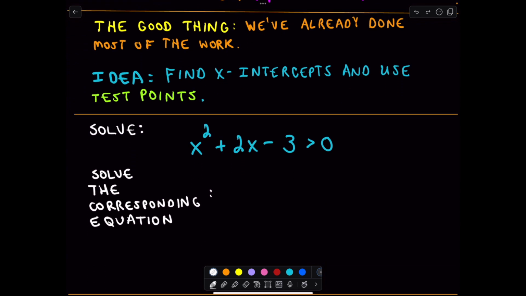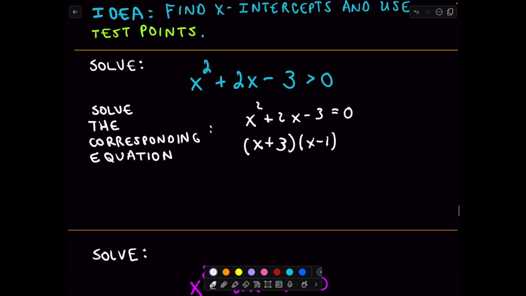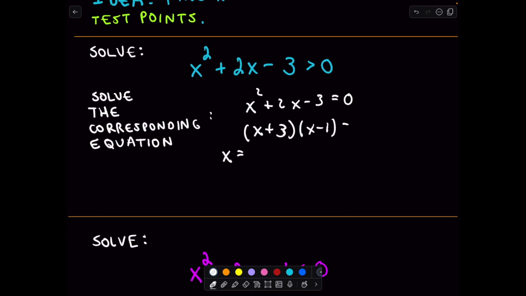Okay, x squared plus 2x minus 3 greater than 0. We solve that corresponding equation. Now we said this factors as x plus 3 times x minus 1, and we got the solutions of x equals negative 3 and x equals positive 1. So this is where the test points come into it. This is kind of the new part now. What I do is I take those numbers and I plug those on a number line. So there's negative 3 and there's positive 1.